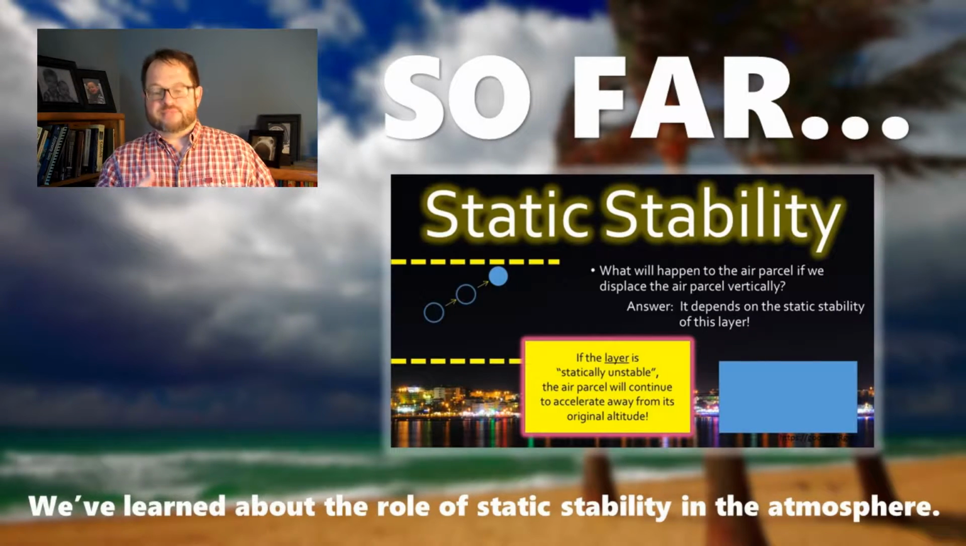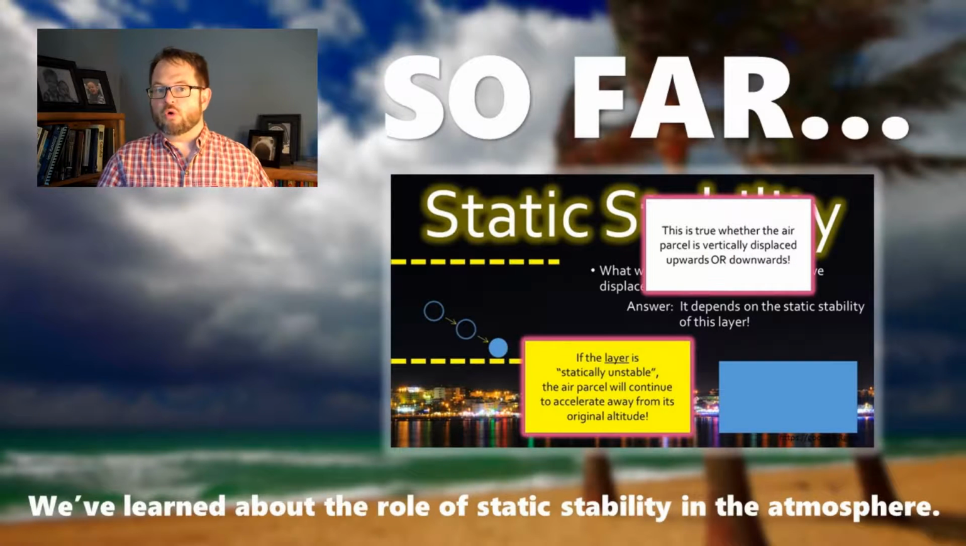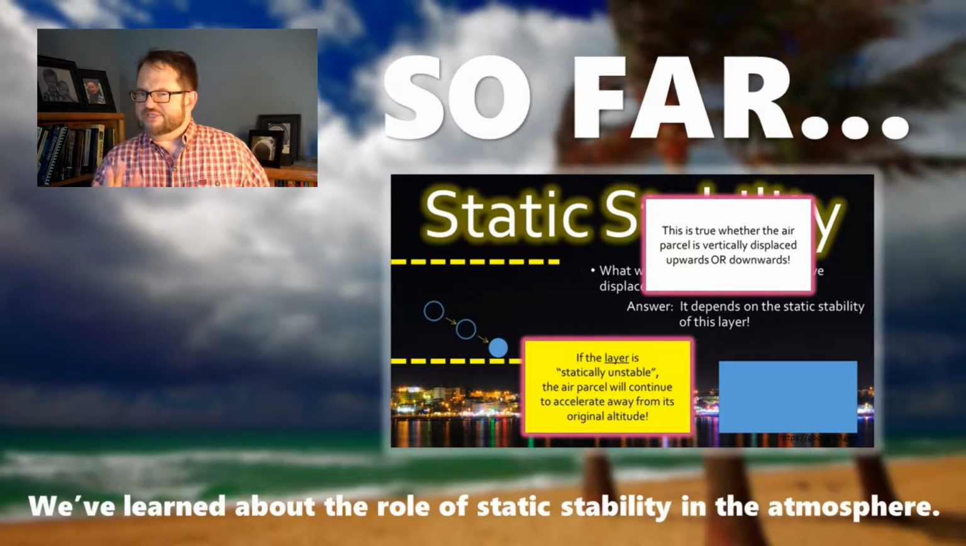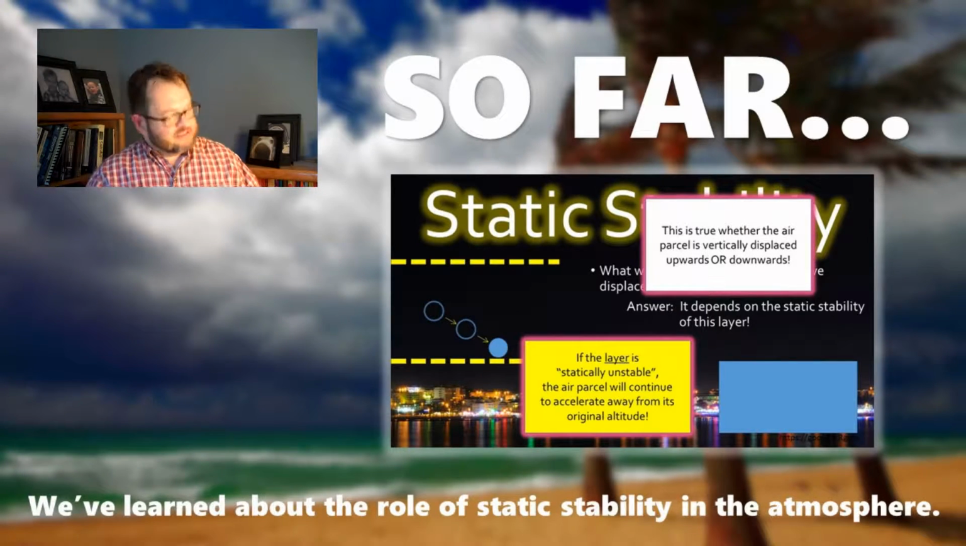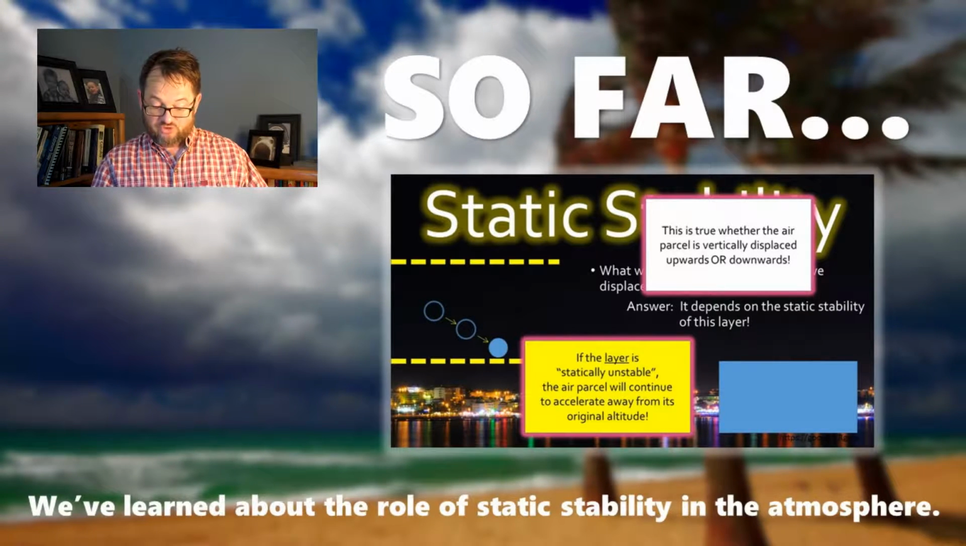We saw slides like this one that's showing how when a layer of the atmosphere is statically unstable, once you lift an air parcel, it will become positively buoyant and continue to rise on its own. Or, if you lower an air parcel, you nudge it downward, it will become negatively buoyant and sink on its own. Notice that being unstable doesn't mean it's going to rise, doesn't mean it's going to sink. It means it's going to accelerate away from its original position.